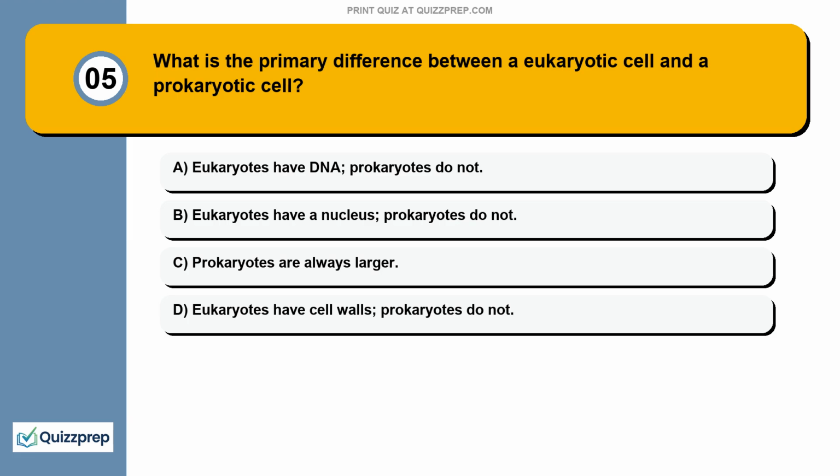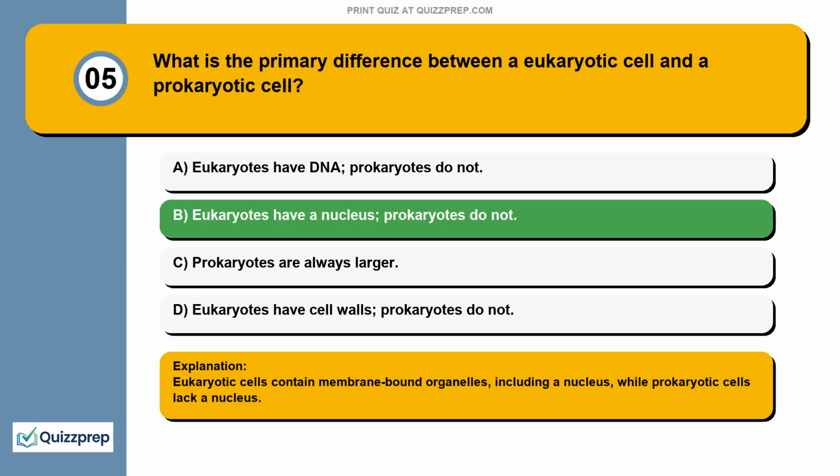Question 5. What is the primary difference between a eukaryotic cell and a prokaryotic cell? Eukaryotes have DNA, prokaryotes do not. Eukaryotes have a nucleus, prokaryotes do not. Prokaryotes are always larger. Eukaryotes have cell walls, prokaryotes do not. Eukaryotic cells contain membrane-bound organelles, including a nucleus, while prokaryotic cells lack a nucleus.